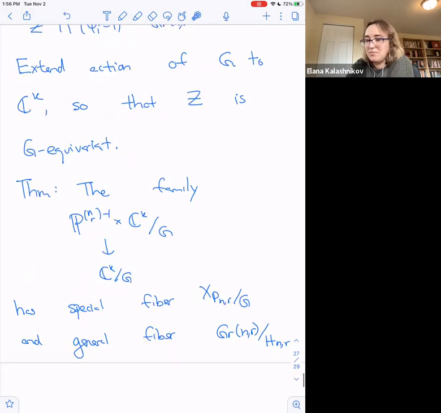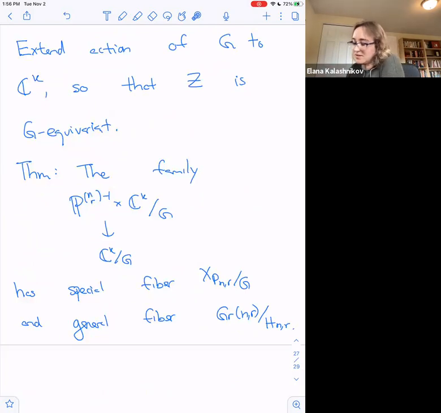And the theorem, which is the main result, is that the quotient family, so you take the family you started with and you quotient by G and you quotient the base by G as well, has special fiber X_PNR mod G and general fiber G_NR mod H_NR. So this really is, X_PNR mod G really is a toric degeneration of the natural generalization of the Givental-Hori-Vafa Poisson mirror.